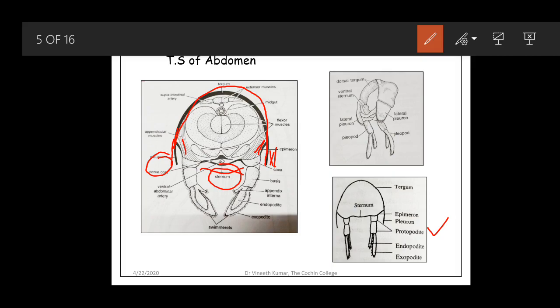So this is the TS of the abdomen. The same thing can be seen here. I have put this particular diagram to show you that this is not a single piece. As we said earlier, the exoskeleton is also segmented. You can see many segments here. The exoskeleton is formed of many pieces, and each piece is called a sclerite.